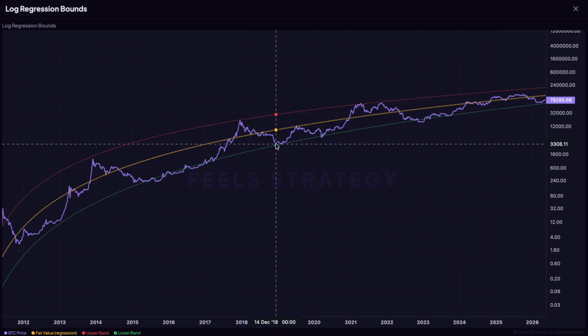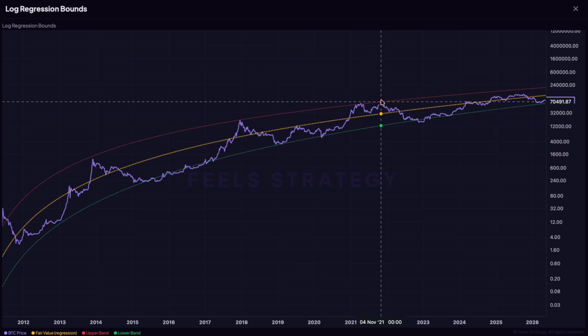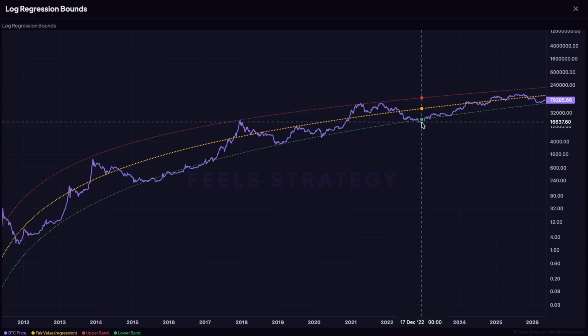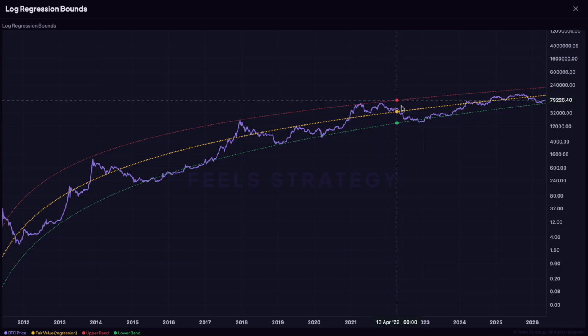What happened? Crashed to 3,000 by 2019. 2021, Bitcoin hit 69,000. Price at the upper band again. What followed? Another bear market. 2022, Bitcoin at 16,000. Price near the green band again. You see the pattern? Bitcoin oscillates between these two extremes. The extremes are where the big money is made and lost.